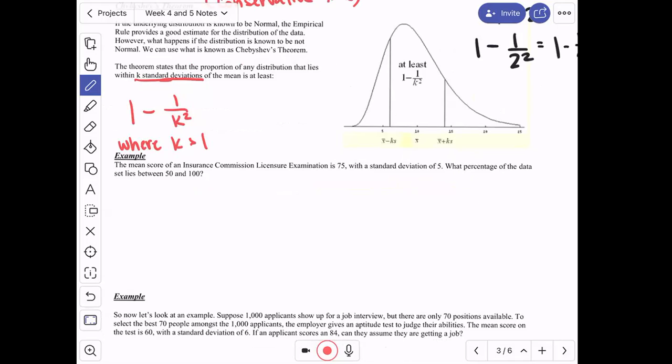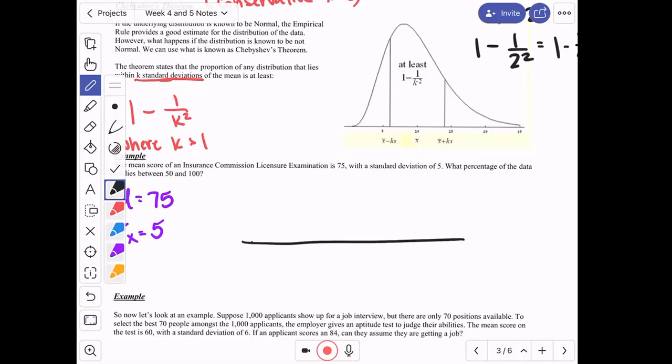Well, in order to do that, we need to figure out what the mean is again. What's the mean? 75. Thank you so much. Mu is equal to 75. The standard deviation, sigma, is equal to 5. I'm looking at values, so I'm going to just make this line. We know it's not normal, but we know that the mean is here at 75, right? And I want to know how many values lie between 50 and 100.